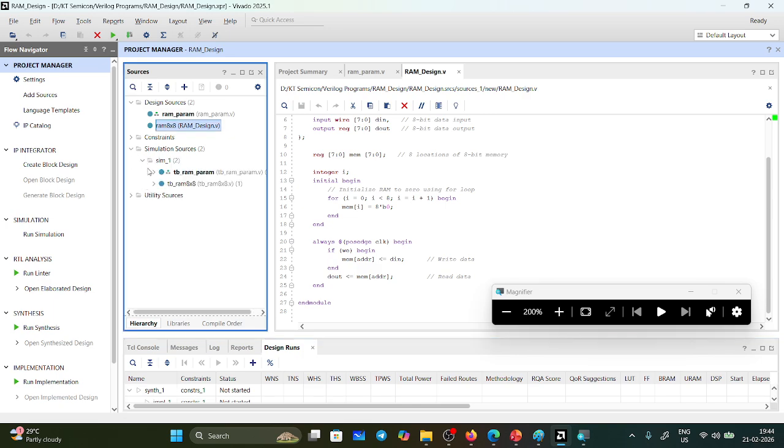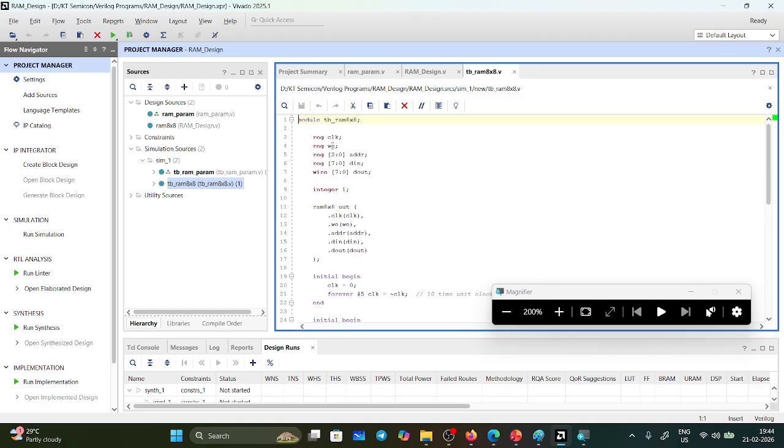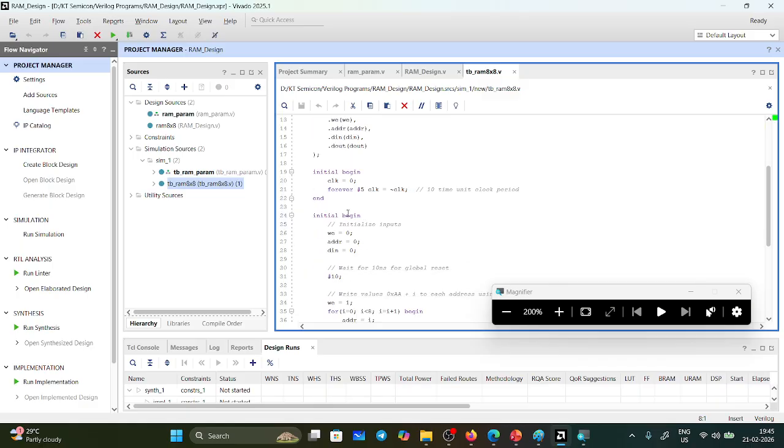And coming to the test bench, 8x8 RAM. Clock, write enable, address and d in we need to declare with reg data type, and d out with wire data type, and integer i. You need to instantiate the design with connection by name. My design name, and the instance name is unit under test. After that generate the clock: clock equal to 0, forever, you can use forever or while also. Hash 5 clock equal to not of clock. So I'm generating the clock with 10 nanoseconds period.